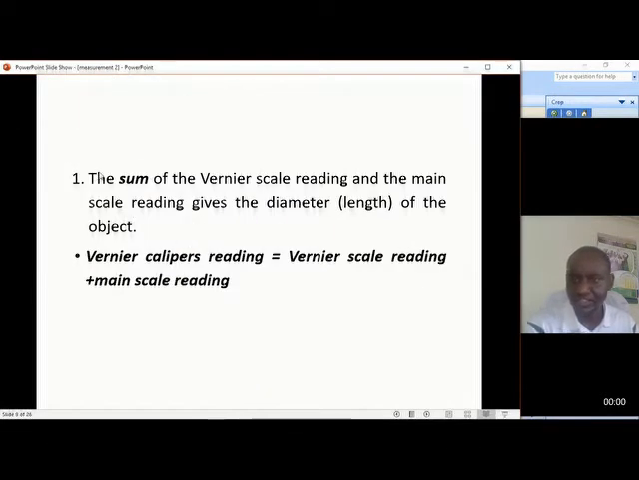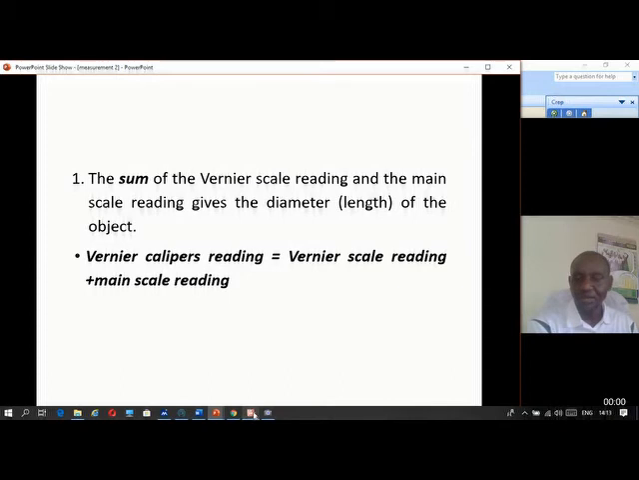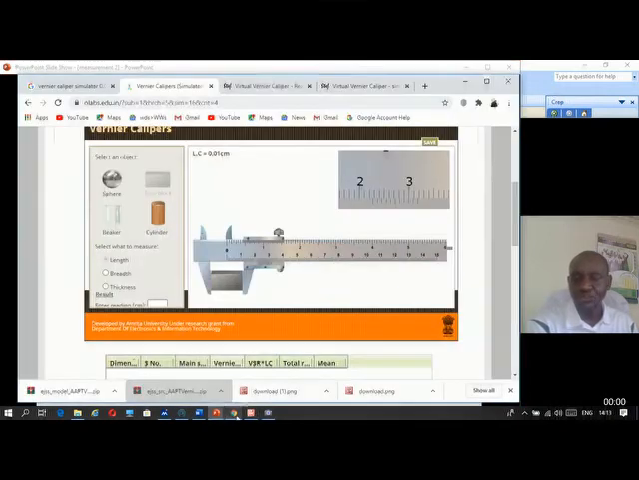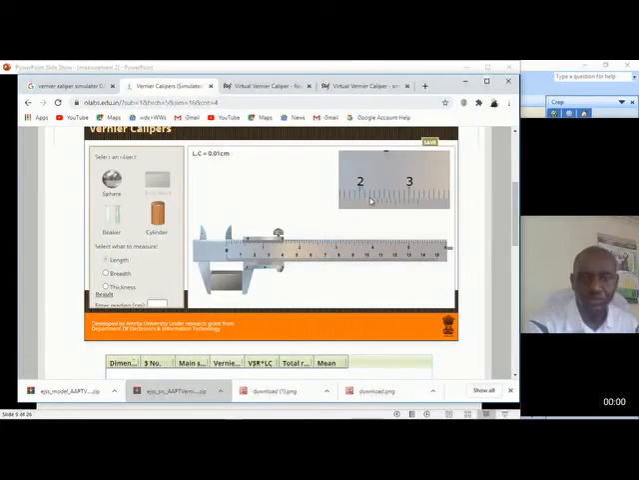What is the next thing? The sum of the vernier scale reading and the main scale reading gives the diameter or the length of the object. So you have the total reading equal to vernier scale reading plus main scale reading. Our vernier scale reading was 0.07. Our main scale reading was 2.2. So you add 0.07, it will be 2.27.